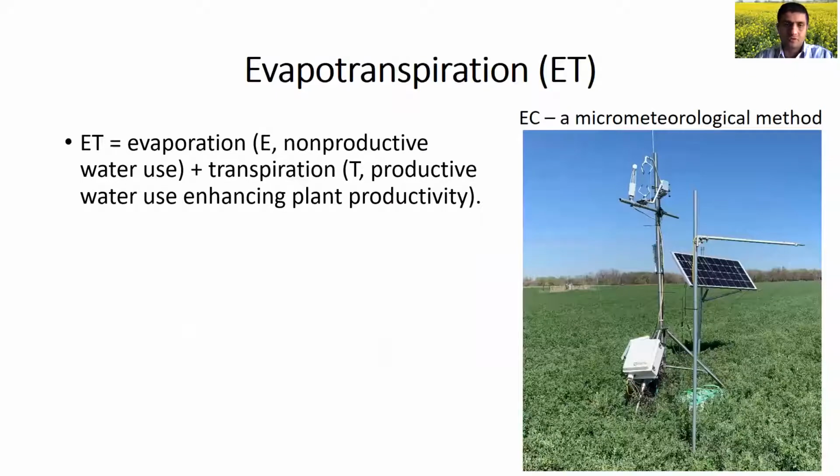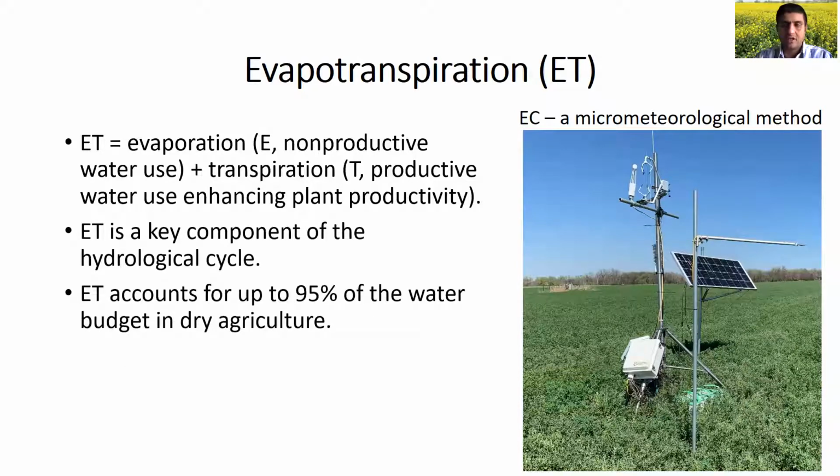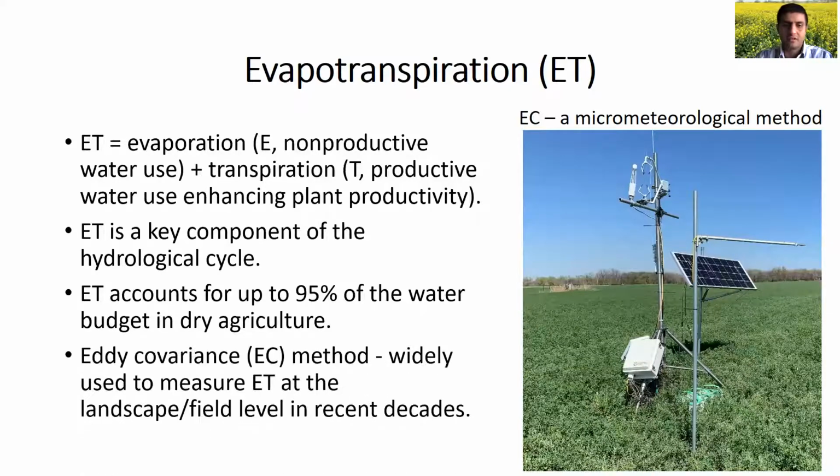Evapotranspiration is the sum of evaporation and transpiration. Evaporation is considered a non-productive water use and transpiration a productive water use. ET is a key component of the hydrological cycle. It can account for up to 95% of the water budget in dry agriculture.